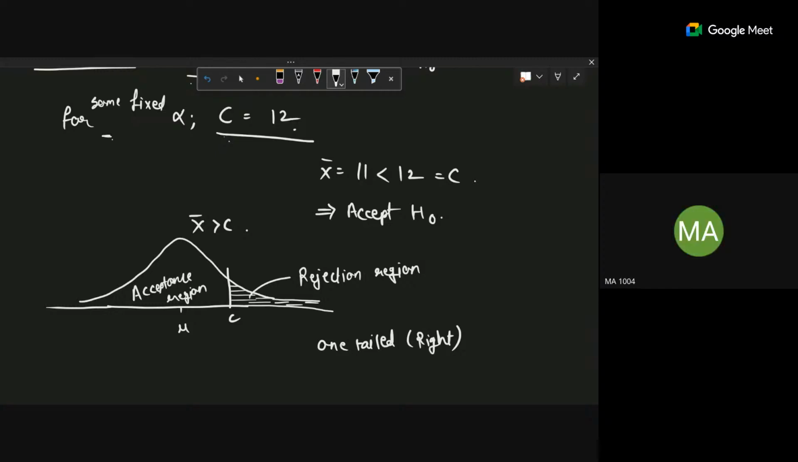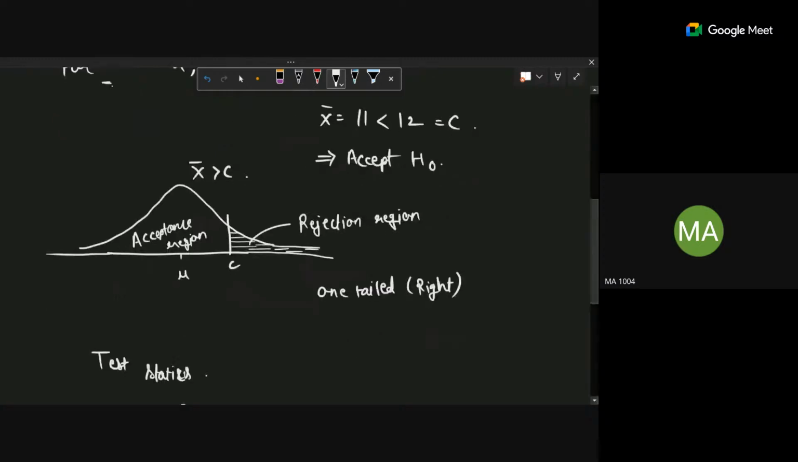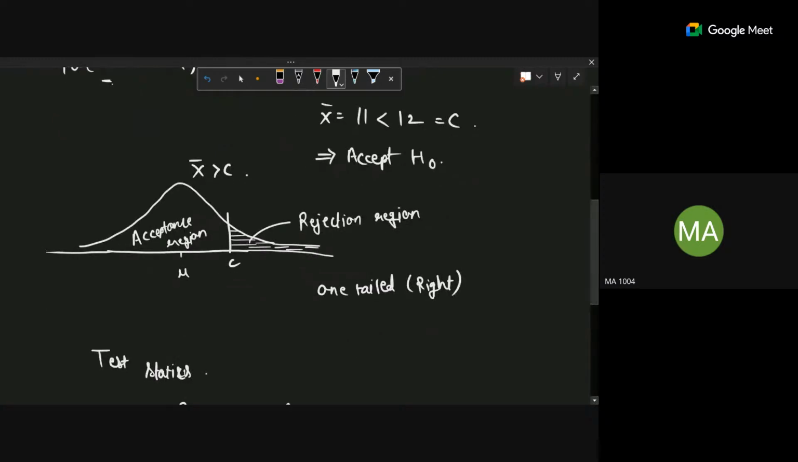Alpha is the probability of type 1 error. Type 1 error is rejecting H naught when H naught is true. So when the null hypothesis was true, but we are rejecting it, that is what alpha probability is. So it is the area of this rejection region. I hope you are clear with this graphical representation.